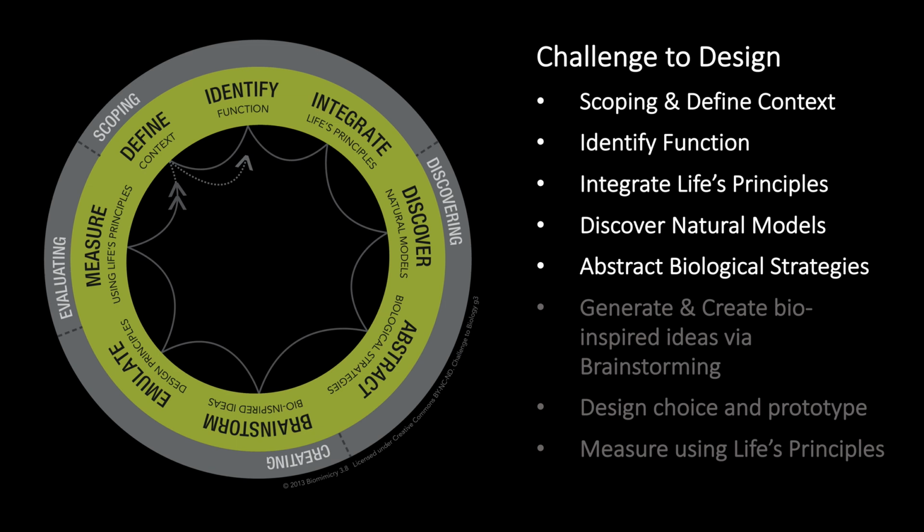Here you can see where we are in our process from the biomimicry thinking challenge to design process. We've gone through the scoping, we've defined the context, we have identified the function and integrated life's principles as design brief requirements. After discovering natural models in the bio brainstorm, we are going to abstract these biological strategies. That's where we are in the process.